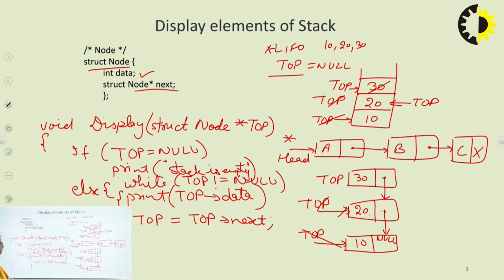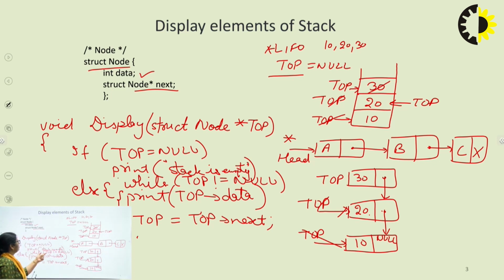So what is happening? We are displaying the top data, then top is equal to top next. So we have come to this point. Now we will check top is null, no. So again it will print the top data, that is 20 now. Then it will do the top next. So now it will come to this node. Now again it will check if top is null, no, not null. So it will display the top data, which is 10 now. And then it will do the top is equal to top next, which is null here.